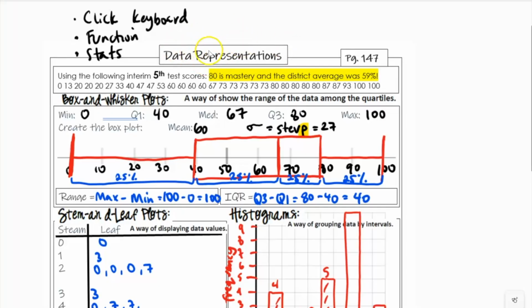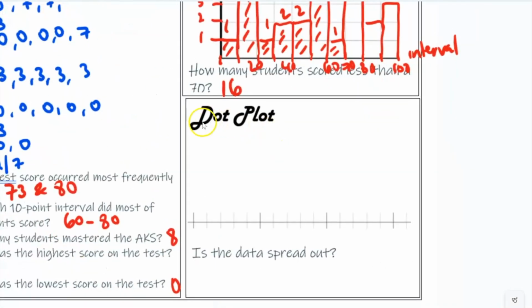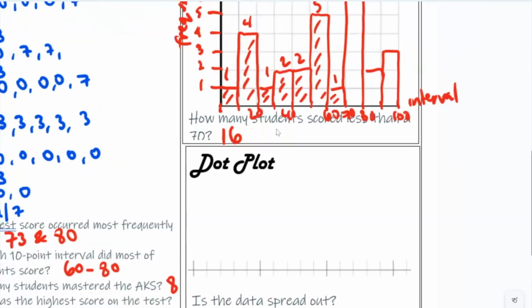Again, continuing a data representation of our fifth period interim test scores. We have one more representation to add. It is called a dot plot. It's kind of like a stem and leaf, but it's represented by dots or stars or something like that. So let's go ahead and name our axis, and you're going to name yours as well.